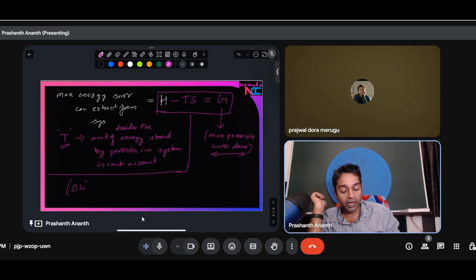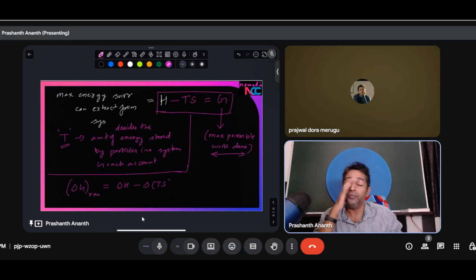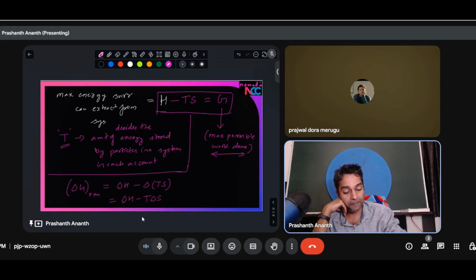When you're going to be looking at delta G for a reaction, we can effectively write it as delta H minus delta of T into S. So if we are maintaining a reaction at a constant temperature condition, we'll end up having it as delta H minus T delta S.